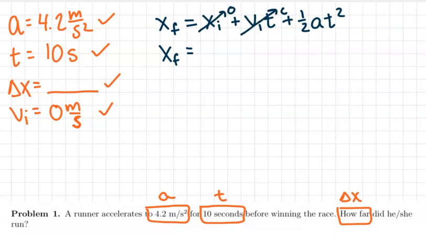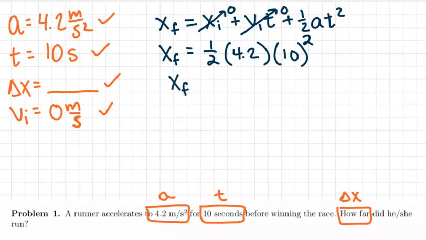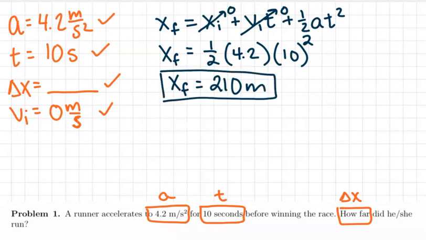So now we're just left with 1/2 the acceleration of 4.2 meters per second squared, and then the time interval of 10 seconds, and we can't forget to square that. So here we have 1/2 times 4.2 times 10 squared, and that gives us a final position of 210 meters. So we're going to box our answer, and the runner has run 210 meters.